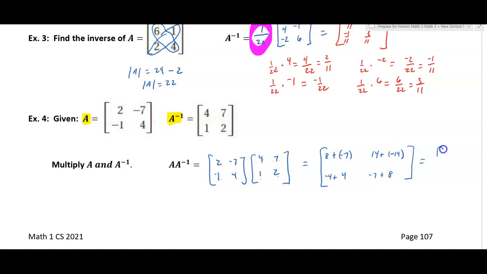And if I simplify this, what I get is 8 plus negative 7 is 1. 14 plus negative 14 is 0. Negative 4 plus 4 is 0. Negative 7 plus 8 is 1.